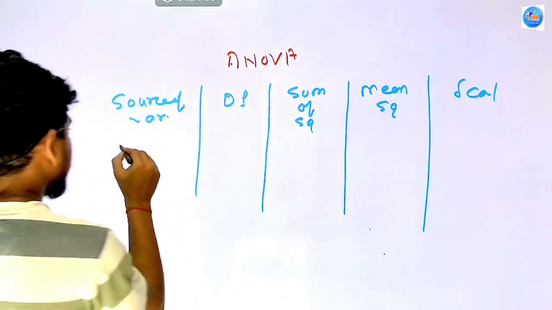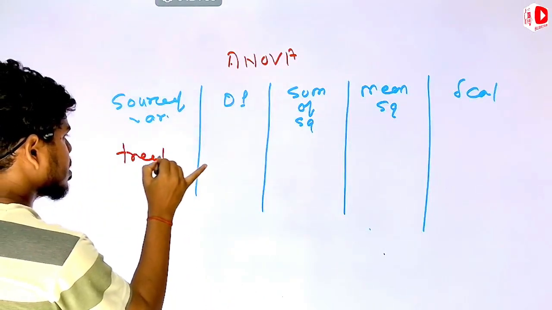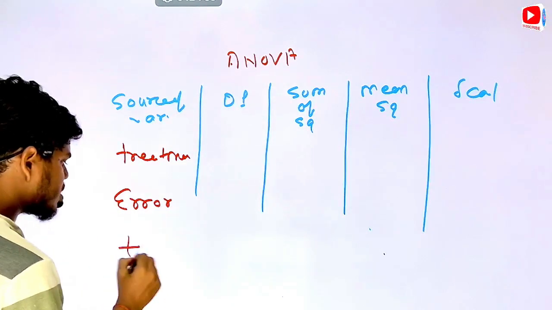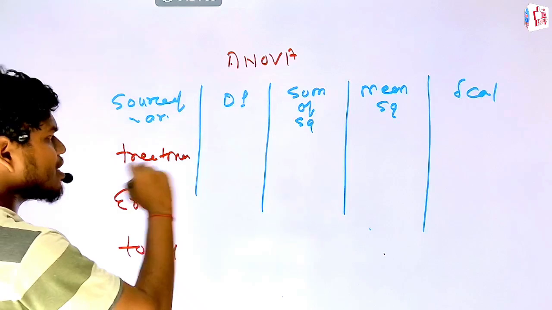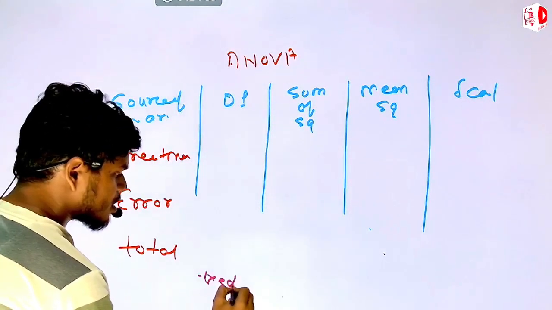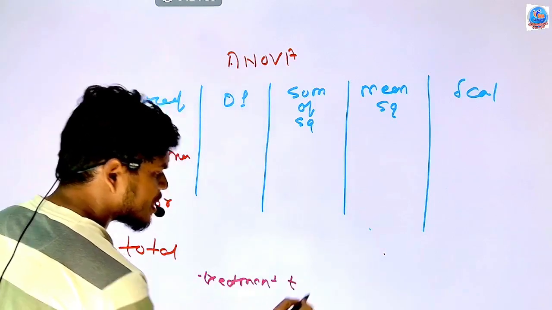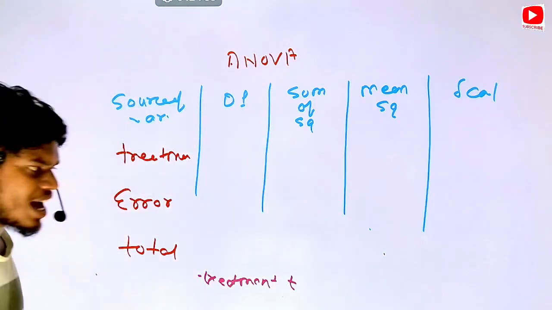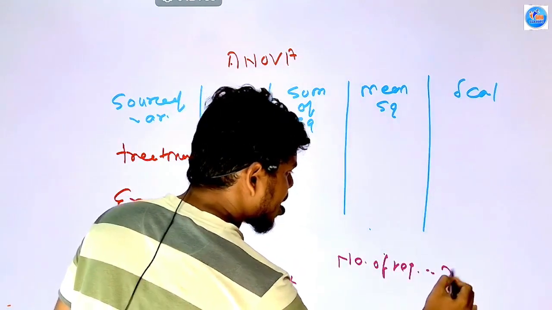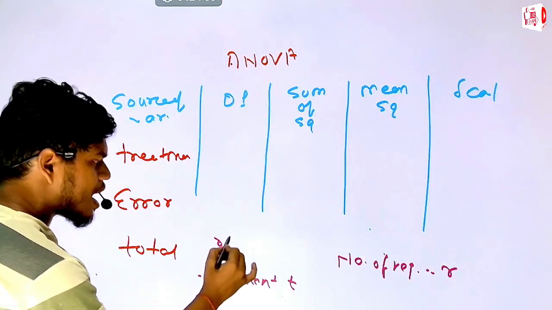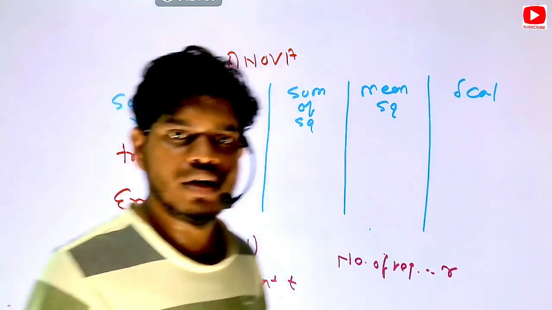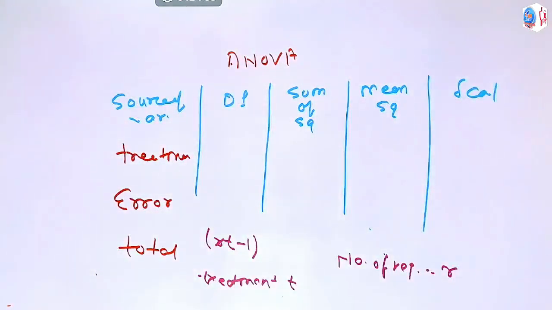Source of variance: first is treatment, second is error, and third one is total. If our number of treatments is T and number of replications is R, then the total DF is RT minus 1. This is very useful, you can write this.